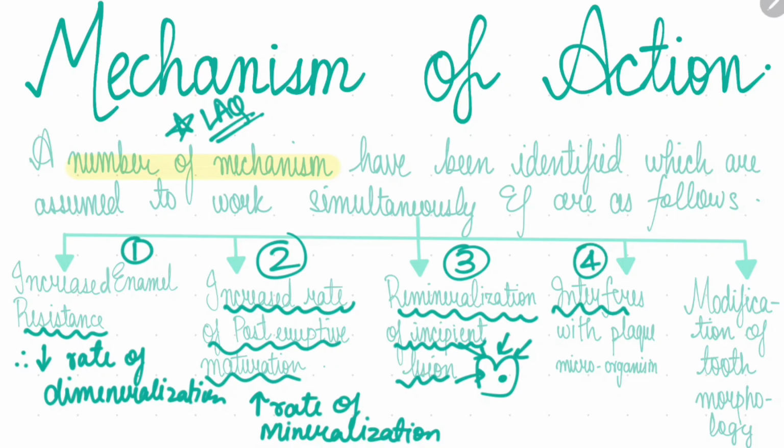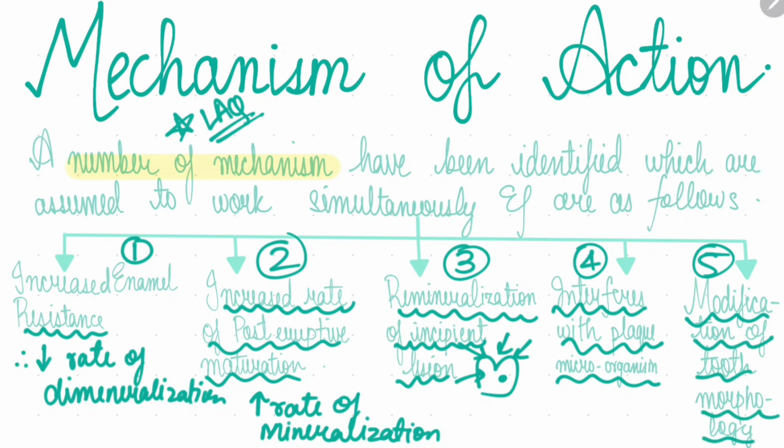Fourth, we have that it interferes with the plaque microorganisms, and last but not least, we have that it modifies the tooth morphology. So the five, it is very easy to remember, okay? The 5 ways by which fluoride helps: first is that it reduces the rate of demineralization, it increases the rate of mineralization, then it helps in remineralization, okay, then it interferes with the plaque microorganisms, and it modifies the tooth morphology, okay. So these are the 5 ways by which fluoride works.